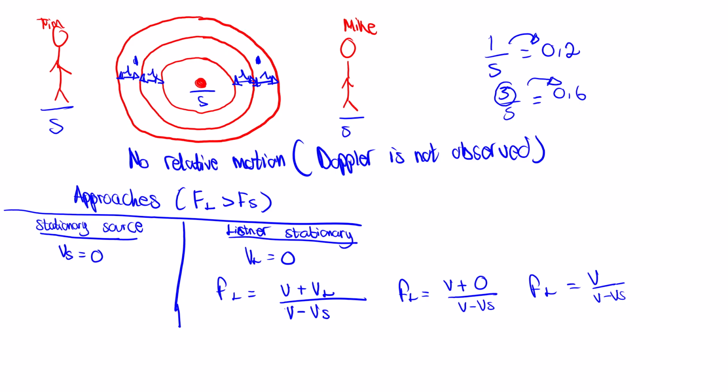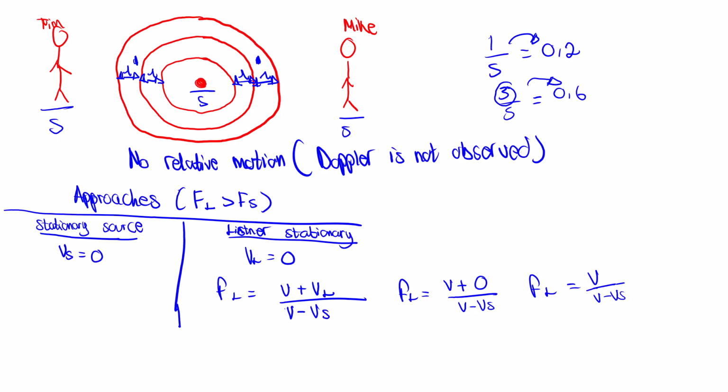So we said V is the speed of sound in air, and you are mostly going to be given the speed of sound in air, or if you're not given, we are going to assume that it's 340 meters per second, right? So this is when my listener is stationary and my source of sound is approaching me, right?